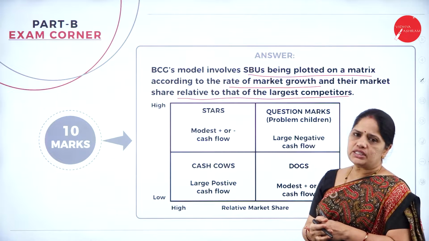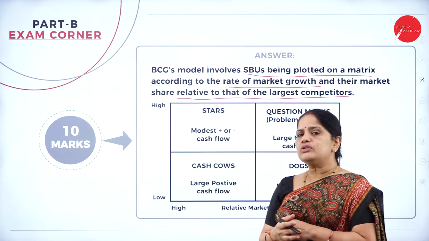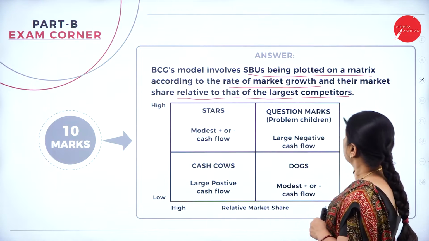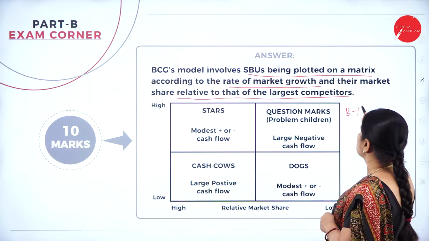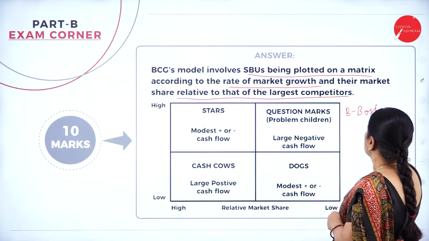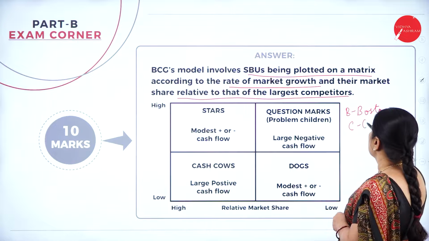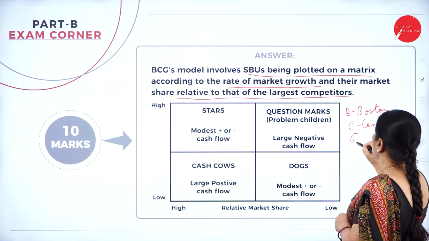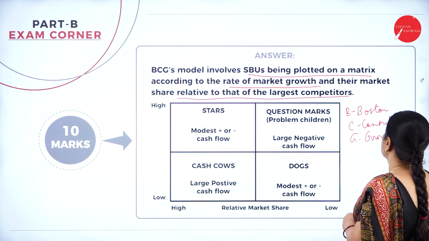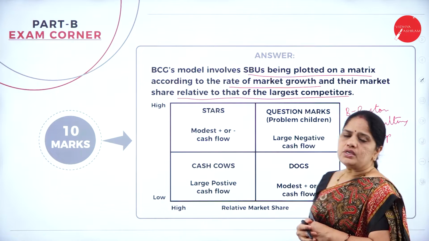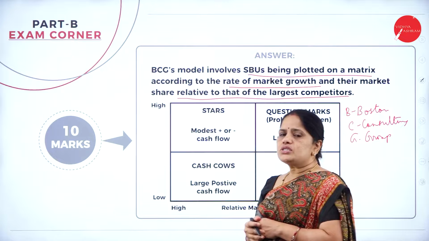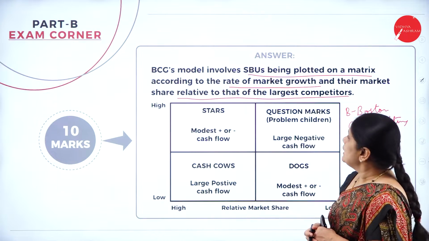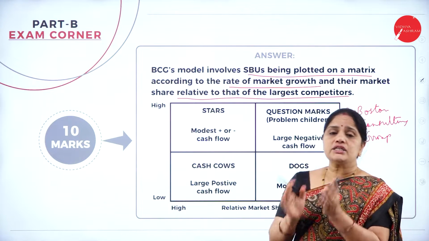So the BCG matrix. Whenever they ask you, we should understand that B stands for Boston, C stands for Consulting, G stands for Group. Boston Consulting Group. So the BCG model: in this model, they divide the strategic business units.